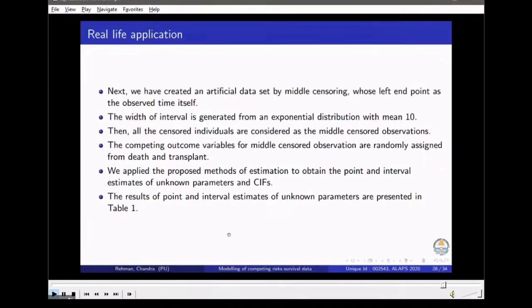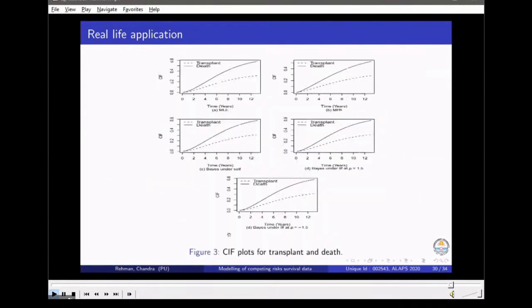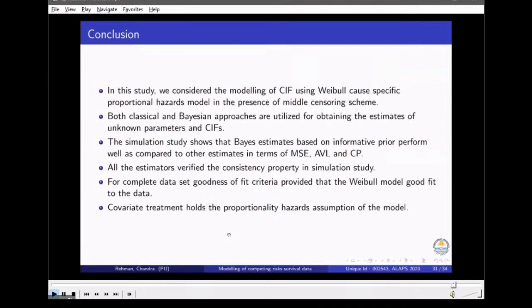We applied the proposed method of estimation to obtain the point and interval estimates of the unknown parameters and CIF. The result of point and interval estimates of unknown parameters is presented in Table 1, and the result of CIF is given in Figure 1 for transplant and death.